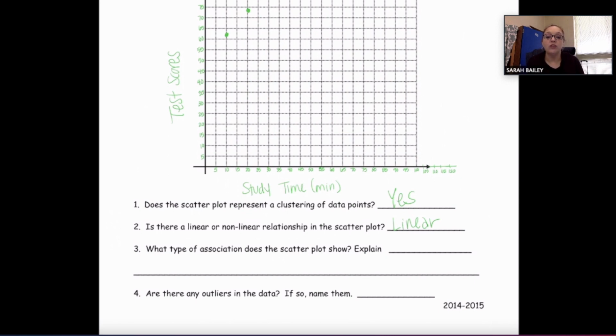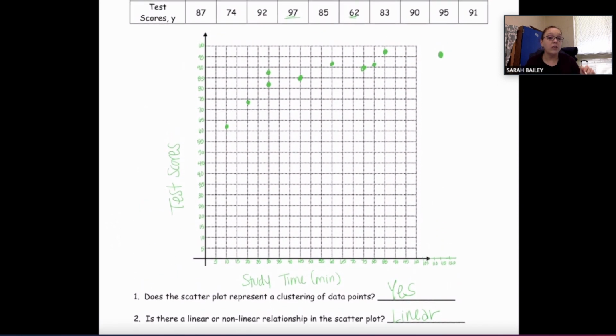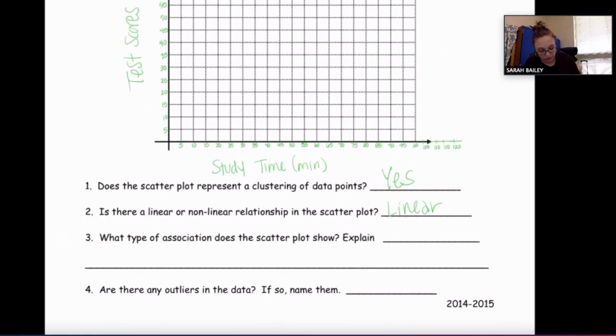What type of association does this scatter plot show and explain? Well, since it's linear, it definitely has some type of association, either positive or negative. If it was nonlinear, then we would go with no association. Okay, but it definitely is linear, so our association, this is kind of trending positive, right? So if I was to draw a line, it kind of goes in a line like this, and that line would have a positive slope. So we would say positive association.